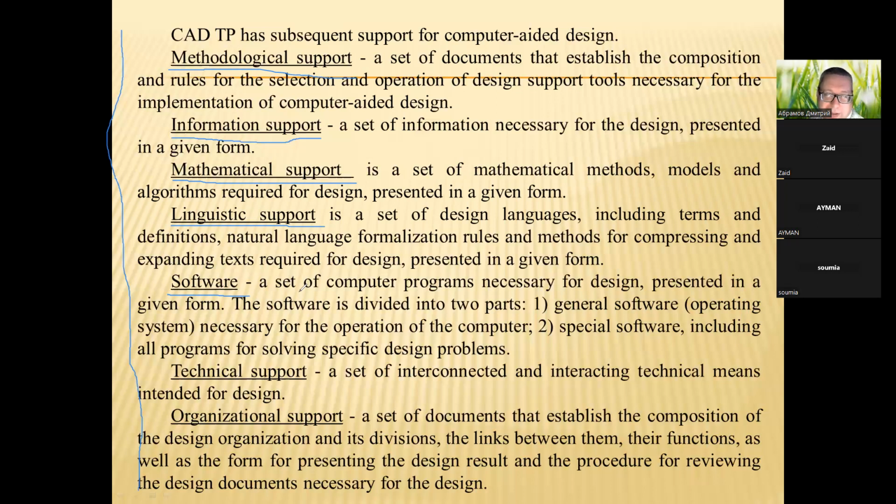The software is divided into two parts. First, general software, its operating system, necessary for the operation of the computer. And second, special software, including all programs for solving specific design problems. Next type of support, technical support: a set of interconnected and interacting technical means intended for design.